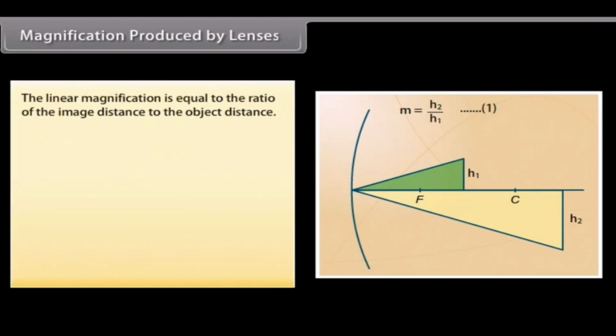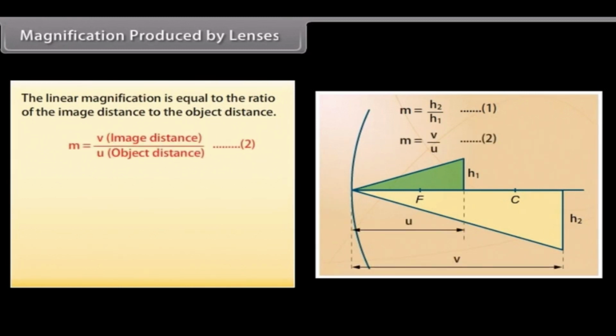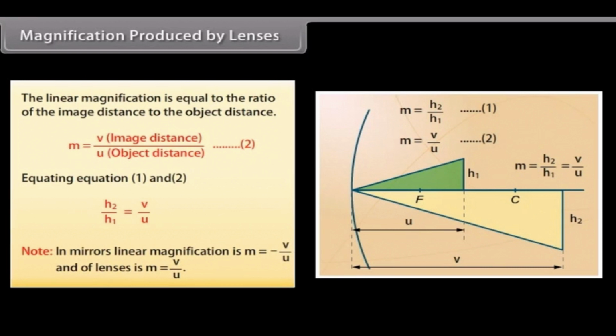The linear magnification is equal to the ratio of the image distance to the object distance. M = v/u, image distance upon object distance, which is equation 2. Equating equation 1 and 2, h2/h1 = v/u. Note, in mirrors, linear magnification is M = -v/u, and for lenses it is M = v/u.